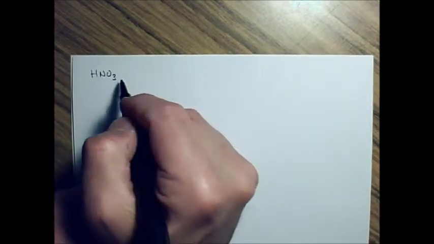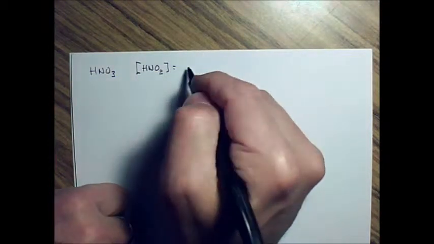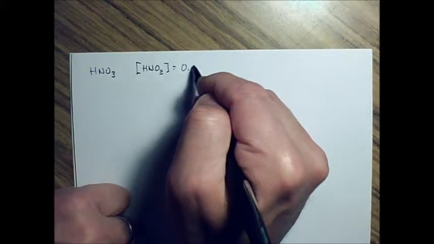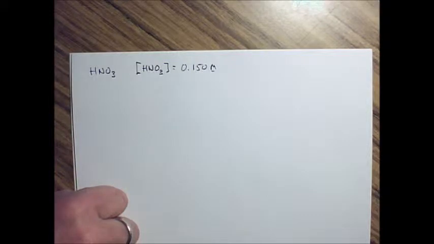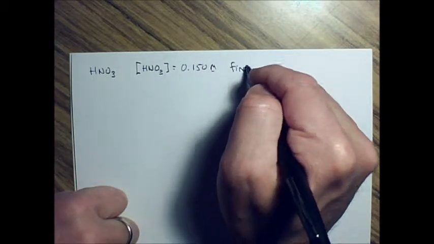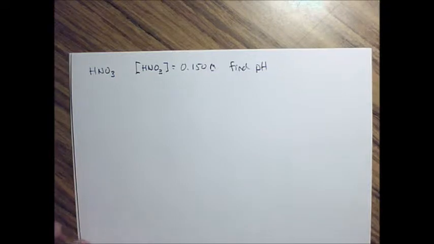Okay. Let's say I have a strong monoprotic acid like HNO3, and the concentration of HNO3, in brackets, means the molar concentration, is 0.150 molar. Let's find pH. Let's find pH.